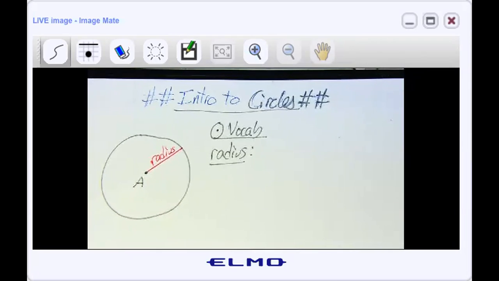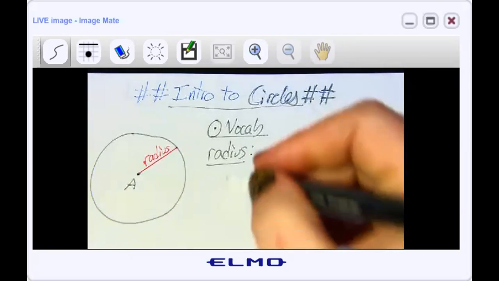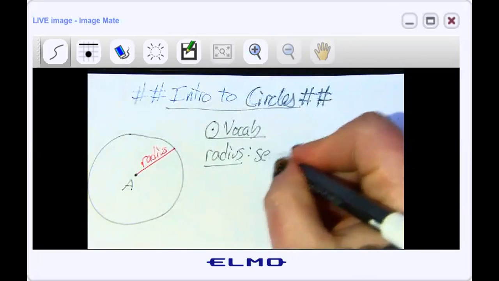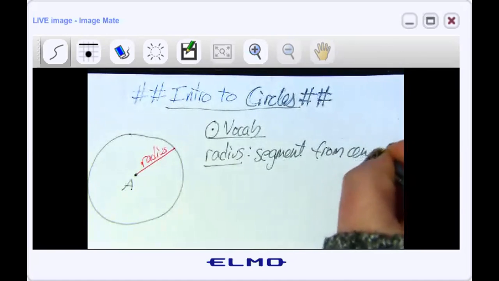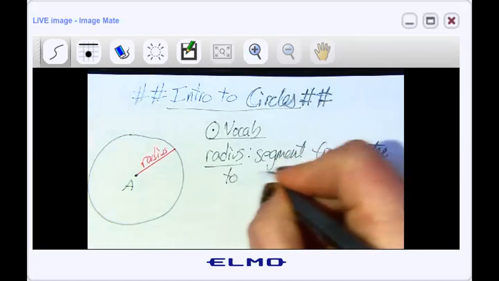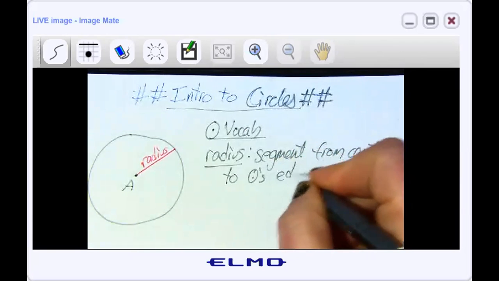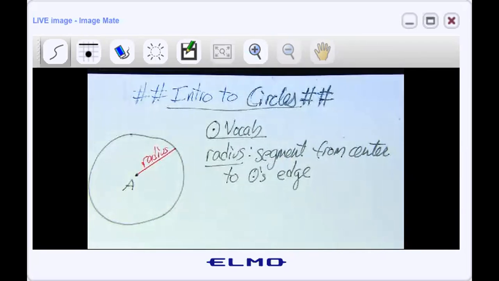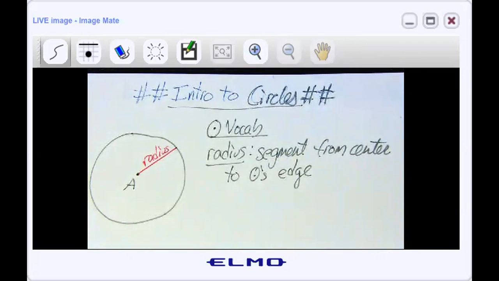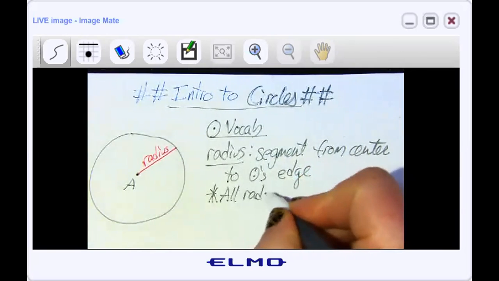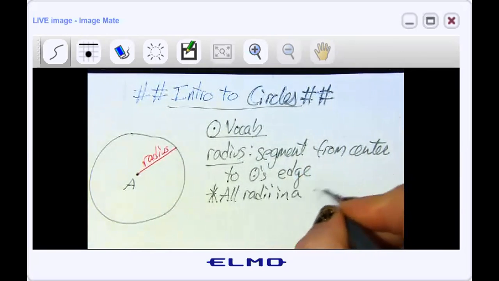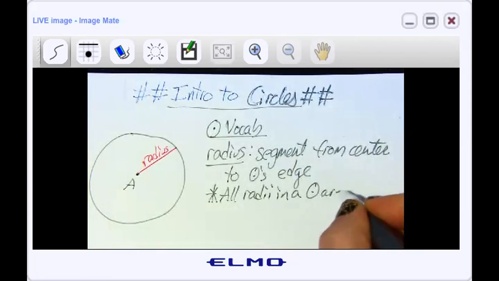So in one circle, the plural form is radii. All the radii are going to be congruent to each other. So first of all, a radius is a segment from the center to the circle's edge. That's it, from the center to the edge. And all radii in a circle are congruent.